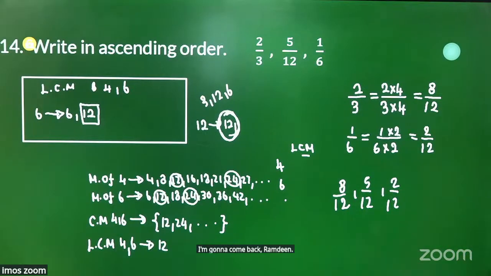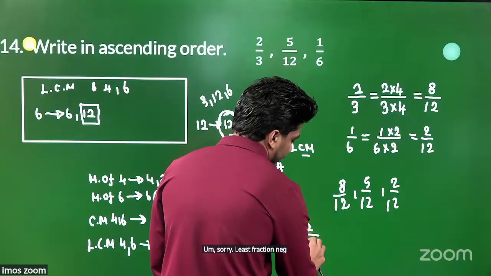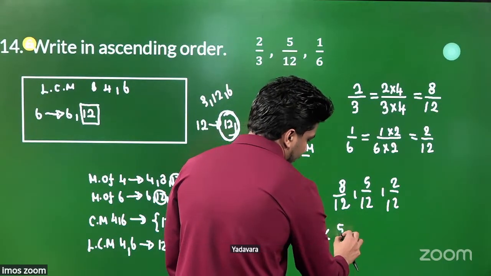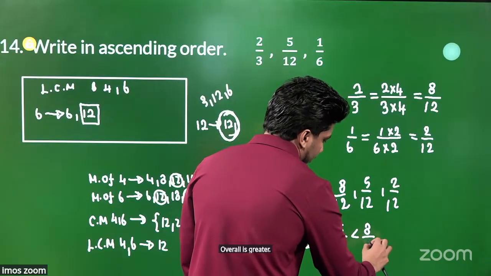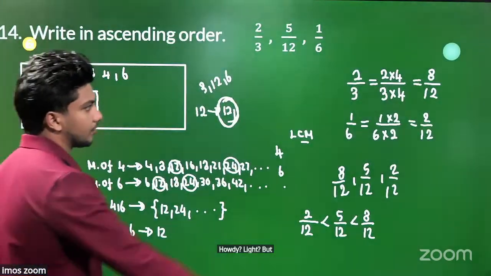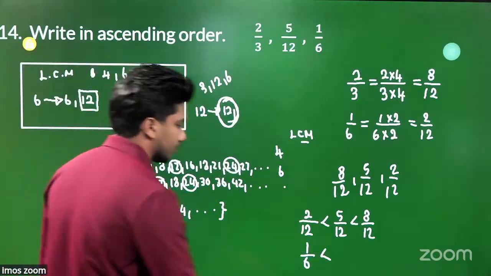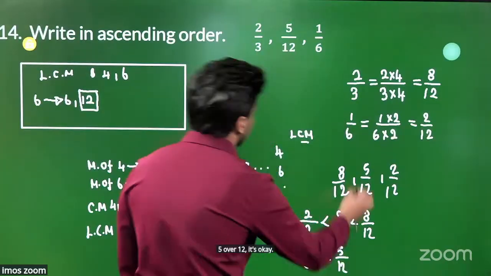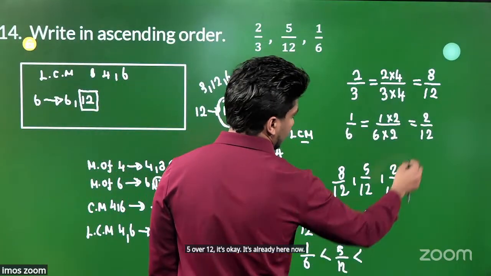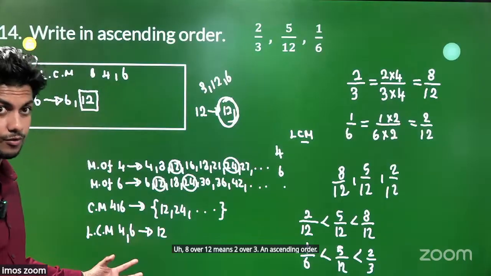Think of a cake cut into 12 equal pieces: is eating 8 pieces more, or 5 pieces, or 2 pieces? So the least fraction is 2 over 12. 5 over 12 is greater than that, and 8 over 12 is greater than that. But 2 over 12 means 1 over 6. 5 over 12 is as it is. 8 over 12 means 2 over 3. In ascending order, from the least value to the highest value.